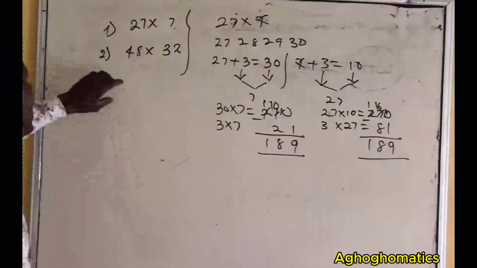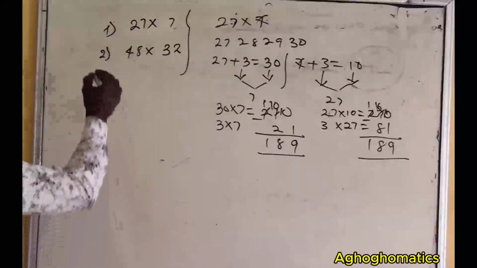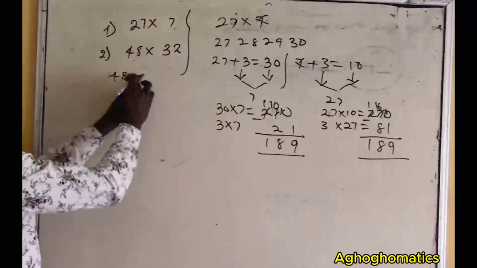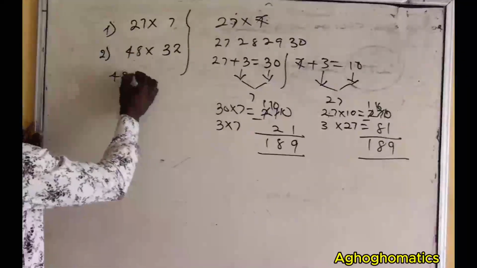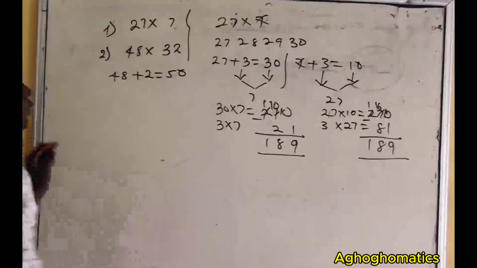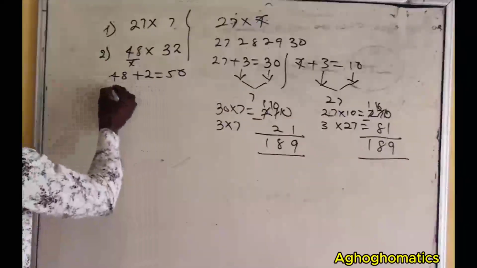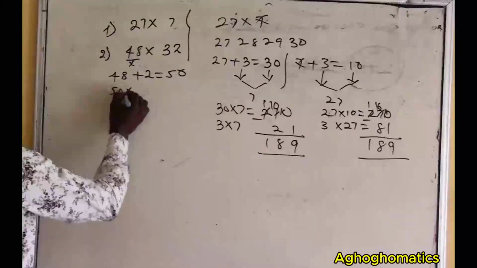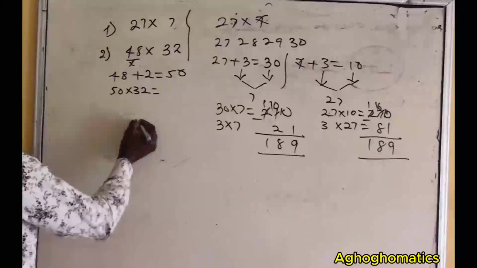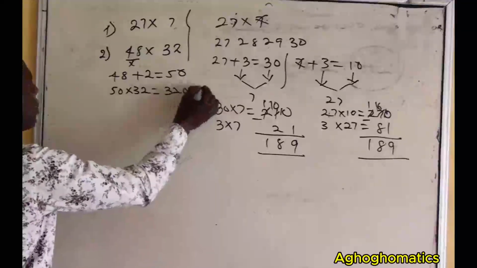Now let's look at the case of 48 and 32. If you look at 48, the next numbers are 49, 50. So we are going to add 2 to it. 48 plus 2 gives 50. In that case, we are not using 48 anymore. So we're going to say 50 times 32. That means this is 320 times 5.